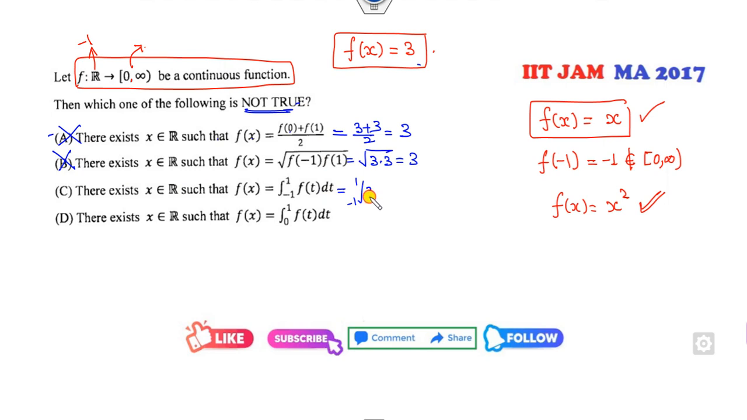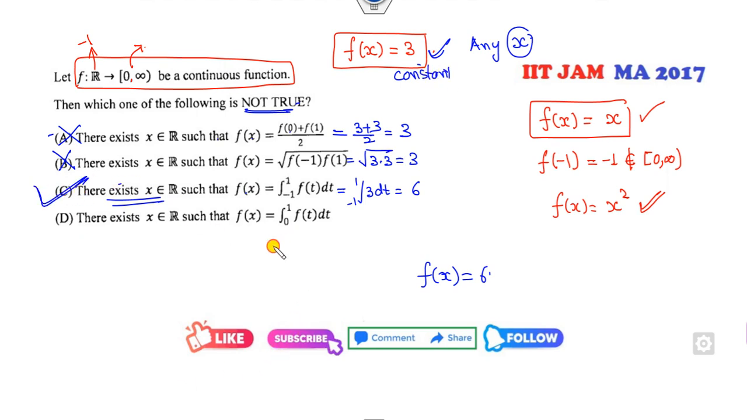What is that? The integral from minus 1 to 3 of dt is 6. F of x is 6. There exists x. Can you find any x so that f of x is 6? No, because this is my constant function. So it means this is my false statement. Look at this one. This answer is again 3. Yes, this is my correct statement.